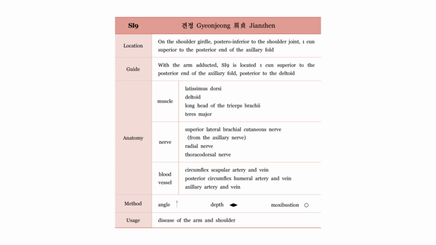Let's look at SI19. It's located near the shoulder joint, about 1 cun superior to the posterior end of the axillary fold. This area involves the latissimus dorsi, teres major, and deltoid muscles. Crucially, the thoracodorsal nerve passes right between them. If a patient has pain from that nerve being entrapped, our acupuncture goal at SI19 must be to relax the muscles and connective tissues compressing the nerve.